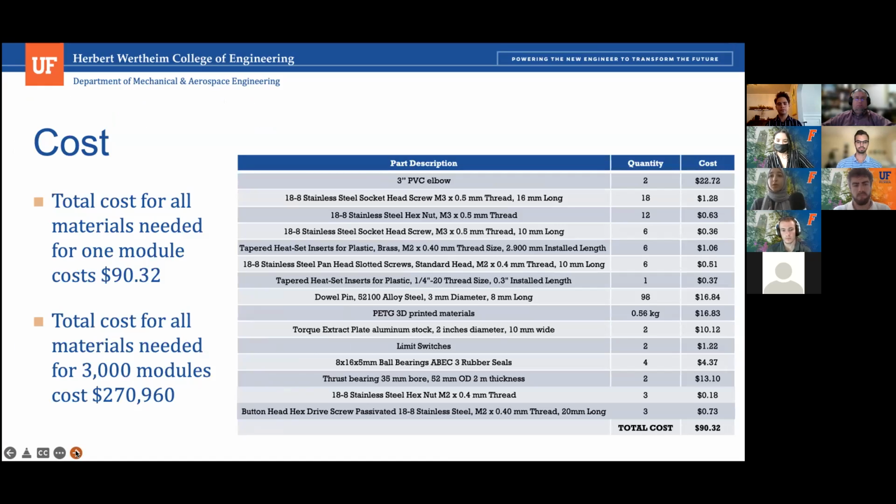And the total cost for all the materials that we need for a single module came out to be $90.32, which was significantly under the given budget of $110. And for 3,000 modules, which would be a whole field of heliostats, that would cost about $271,000.